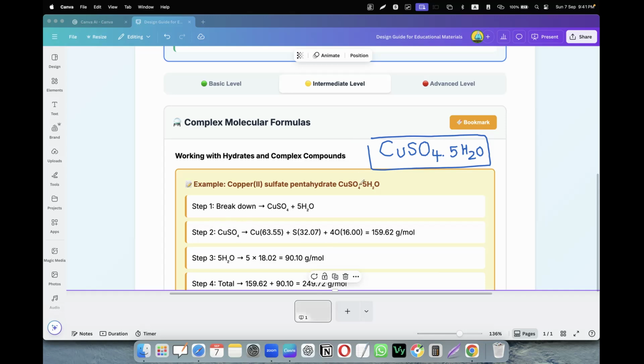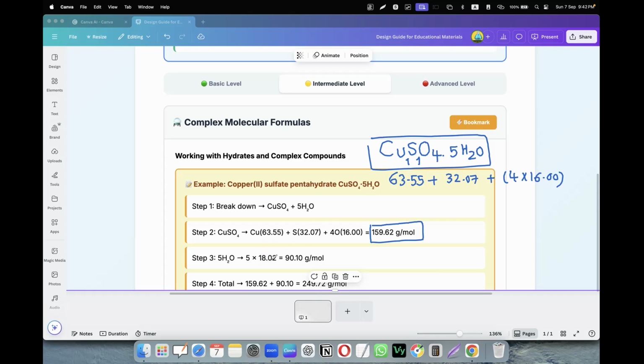So copper sulfate, copper is 63.535 from the periodic table. I have 1 sulfur here. Remember, after copper there is 1 and 1 sulfur. So sulfur is 32.07, and I have 4 oxygens. Every oxygen of them is 16. So that's equal to 159.62. Remember, this is only the copper sulfate part, but still there is water.